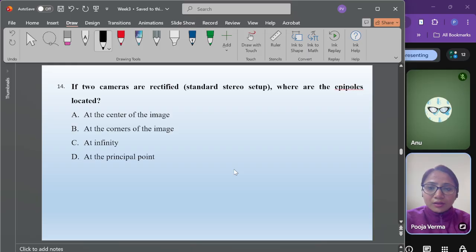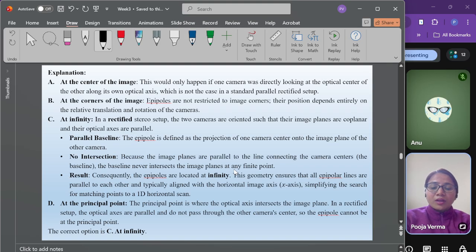Okay, so let's see the detailed solution here. We will go option by option, then we will check which option is the correct one. So, at the center of the image: that would only happen if one camera was directly looking at the optical center of the other along its own optical axis, which is not the case in a standard parallel rectified setup. So it is not a correct option. At the corners of the image: epipoles are not restricted to image corners, their positions depend entirely on the relative translation and rotation of the cameras. So it is also not a correct option.